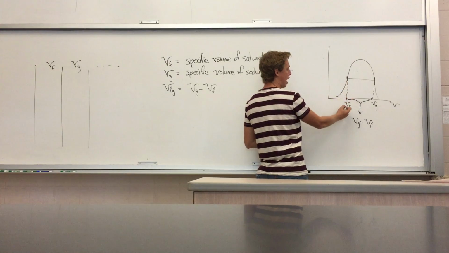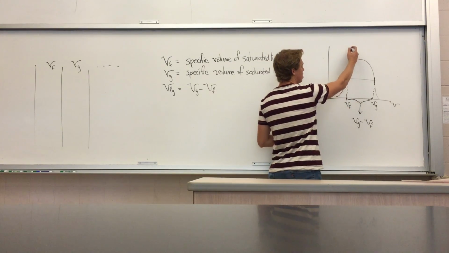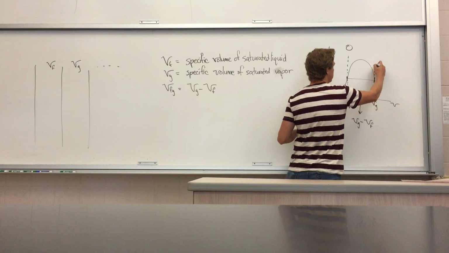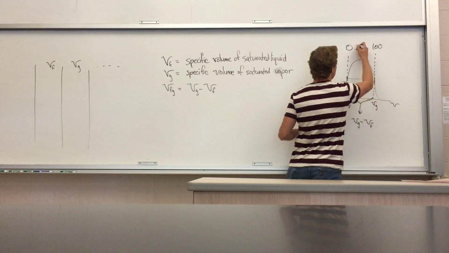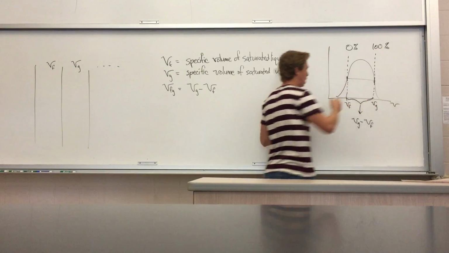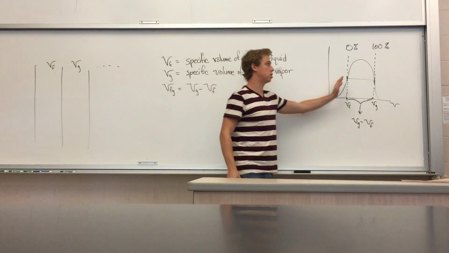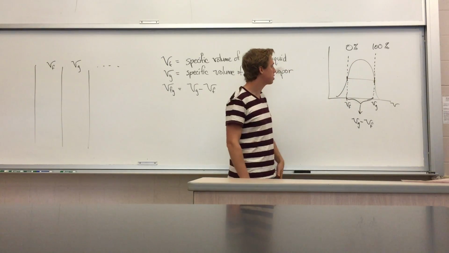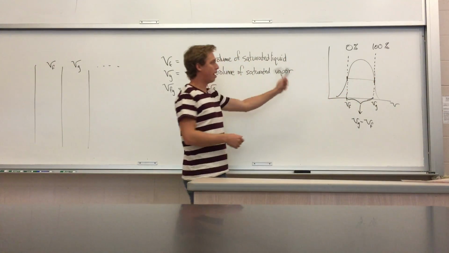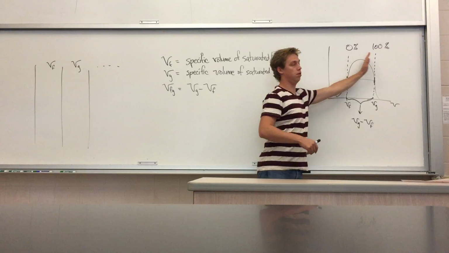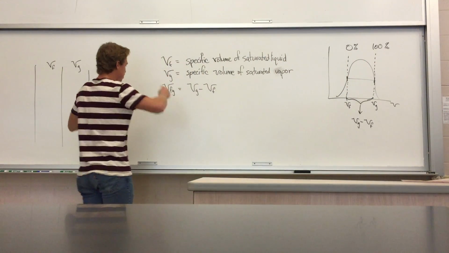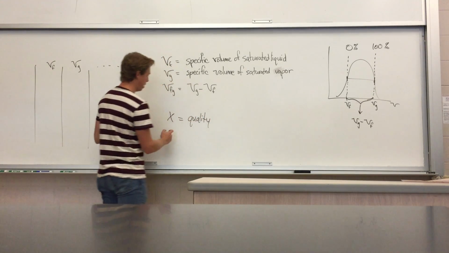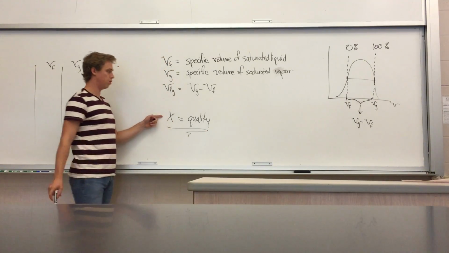So if you're right here at VF, you get a score of 0. And if you're over here at VG, you get a score of 100, and we can throw in percentages like that. So really, it ranges from 0 to 1, because 1 is the way to write 100 without the percent sign. 100% means 1, okay? So it goes from 0 to 1. And that quantity, the name for that variable that fluctuates, is called the quality. X is the letter that we use for it.